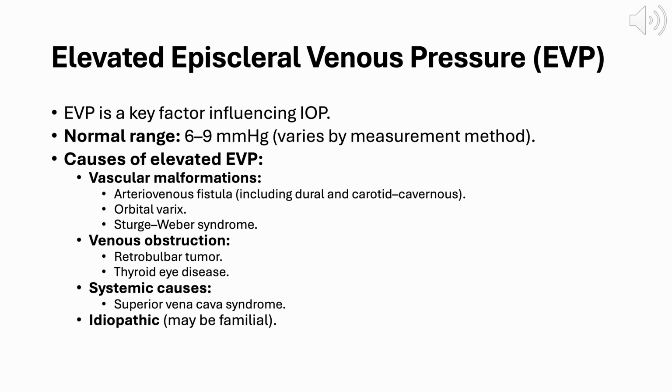When EVP is elevated, we can trace the cause to a few main categories. Vascular malformations are one, including arteriovenous fistulas, whether dural or carotid cavernous, orbital varices, and syndromes like Sturge-Weber. Venous obstruction can also play a role, such as with retrobulbar tumors or thyroid eye disease.